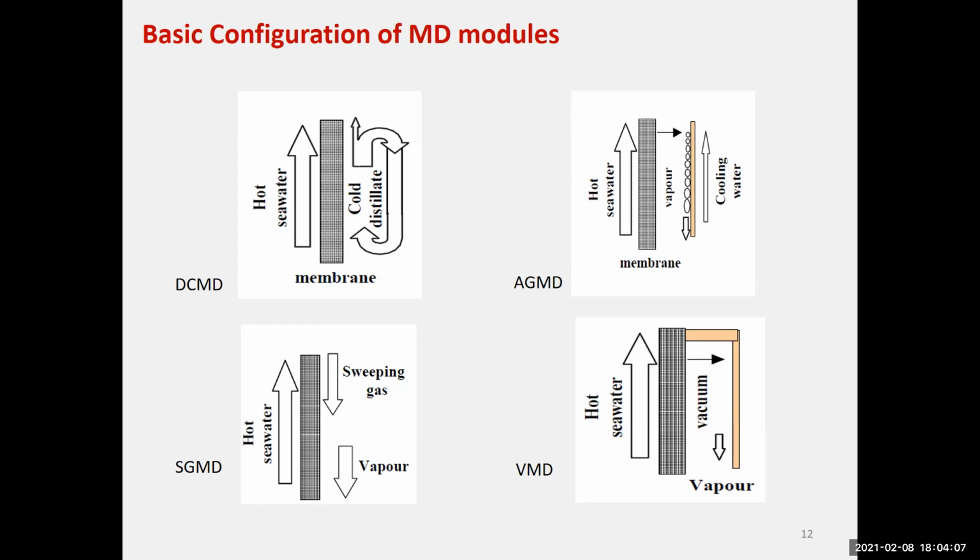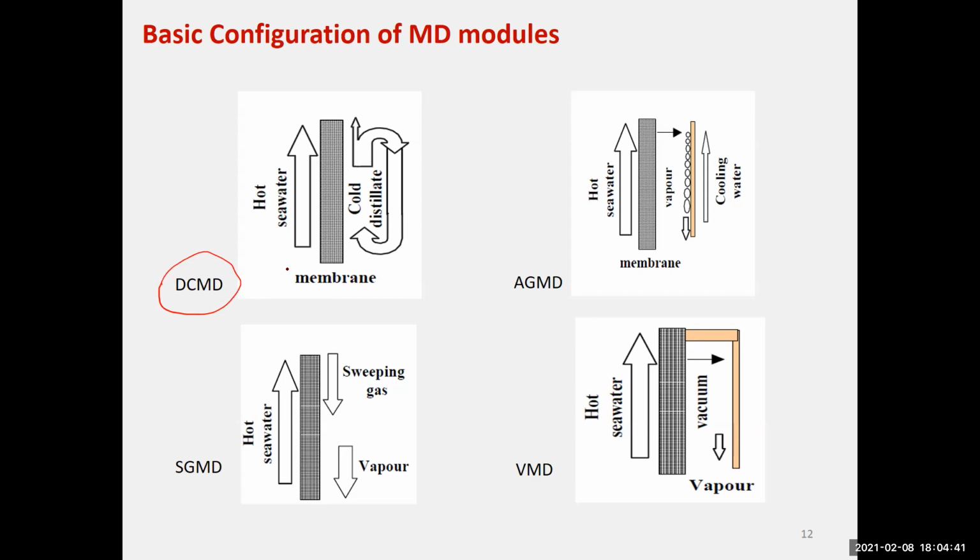Seawater is hot. Say it's close to boiling temperature, something above 90. Whereas on the right side of the membrane, you have low temperature. For this low temperature, either you are circulating water, and this is what you see here in the upper one to the left. We call it DMCD. The DMCD stands for direct contact membrane distillation, which is this.